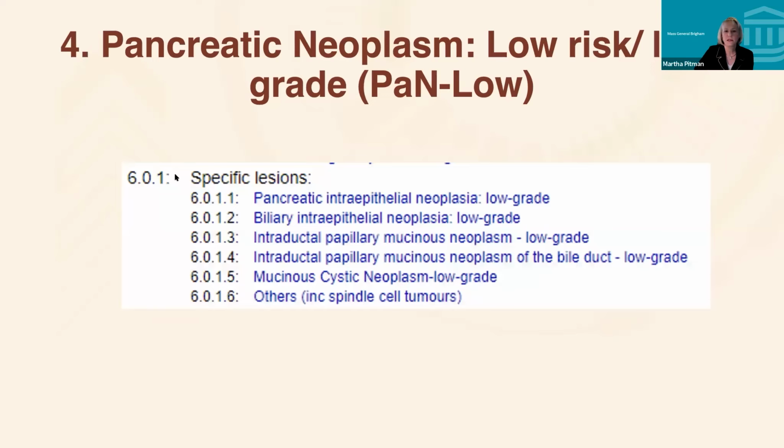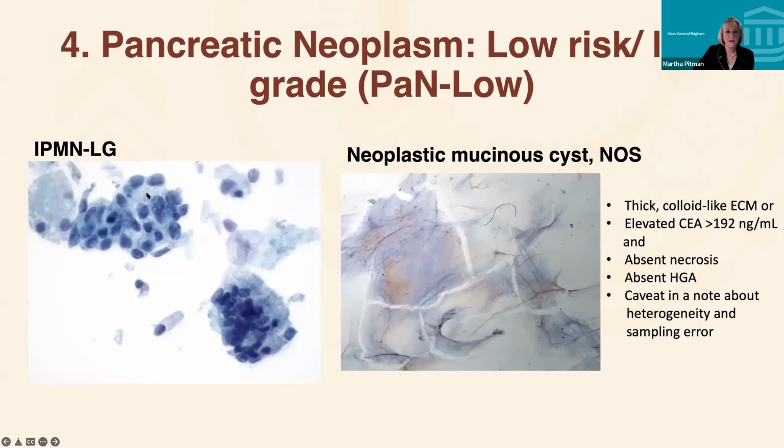Here's the list of lesions in the WHO, and it will be dominated by your low-grade IPMNs. So low-grade epithelium is benign, pseudostratified, intermediate grade, or you may not even have epithelium at all. You may just have this thick colloid-like mucin, which you can classify in this category based on that mucin, with a caveat that you don't have any epithelium to really grade it, but you can classify it as neoplastic.